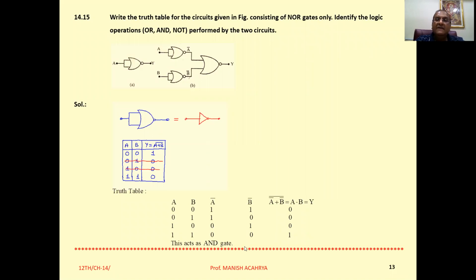It implies that, now think about the inputs and final output. See 0, 0, output 0. 0, 1, output 0. 1, 0, output 0. 1, 1, output 1. It implies that this second circuit given to you in figure B behaves as an AND gate. Clear? The chapter is completed.